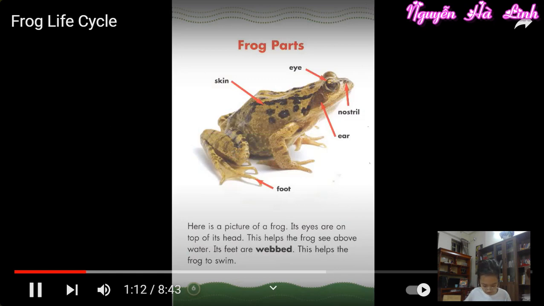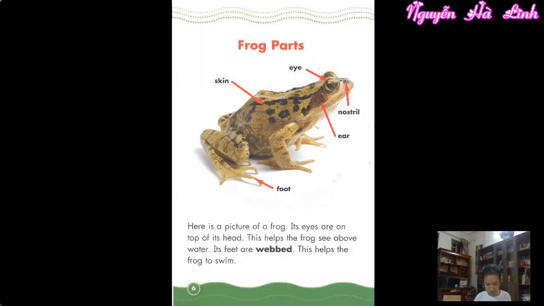This picture shows you the parts of frogs. They have skin that helps them to be camouflaged. They have very big eyes. They have a flat nose, an ear that is like a circle on the side of their head, and they have feet, and there is skin between their feet called webbed feet.